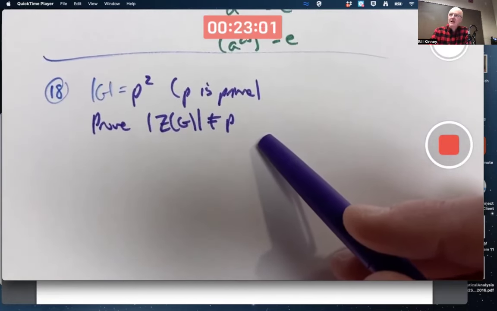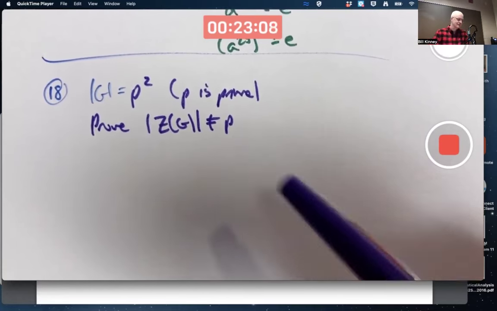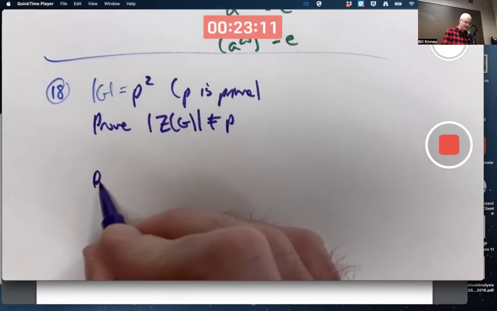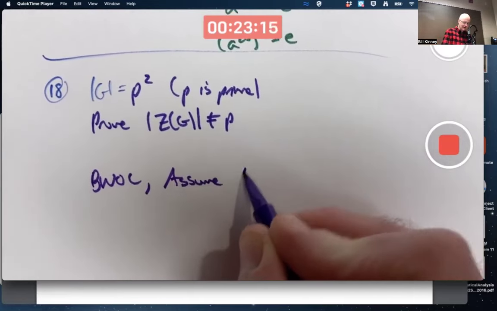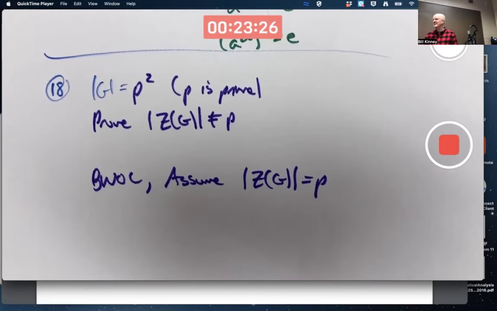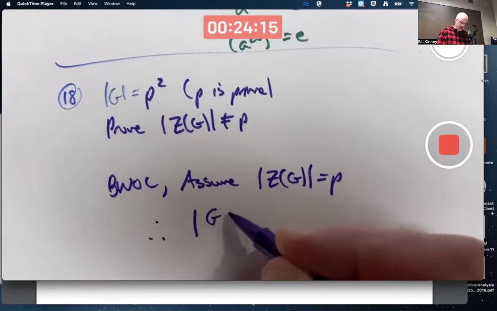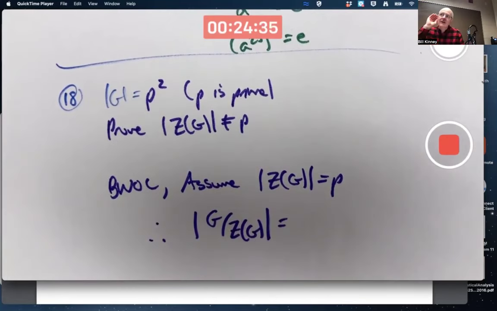You're trying to prove something's not true. These things are not equal. So assume they are equal and see if you get a contradiction. By way of contradiction, assume Z of G does have order P. Evidently, if we're going to use the GZ theorem, though, we better think about the factor group. What would the order of the factor group be? Say it again. Yeah, P squared over P.